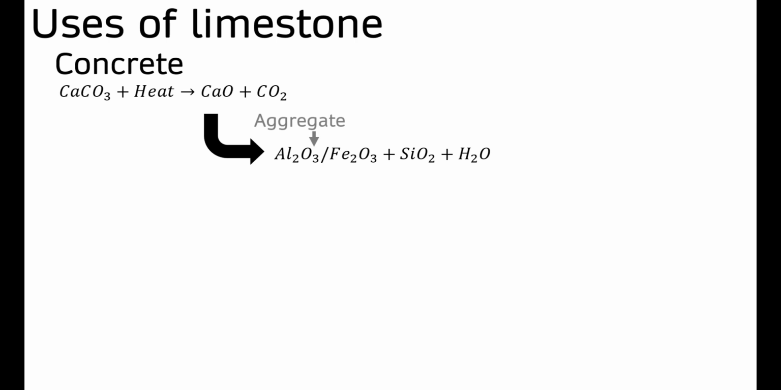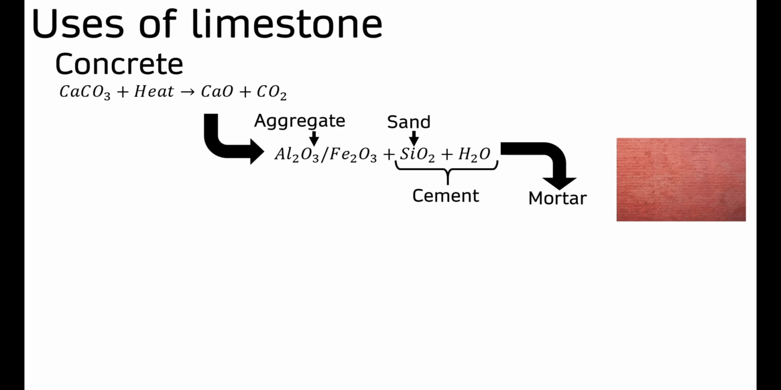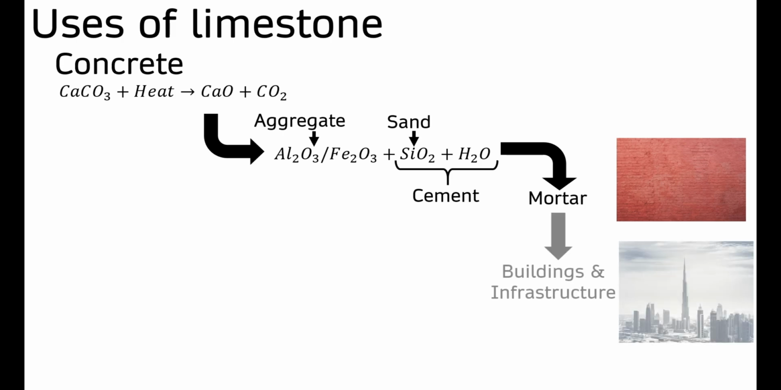Another use is that of concrete. Here, calcium oxide can be mixed with aluminum or iron oxide, which is an aggregate, sand and water to make mortar. If only sand and water are used, this makes cement. This mortar is used to put bricks together, which forms walls and houses and many other buildings.